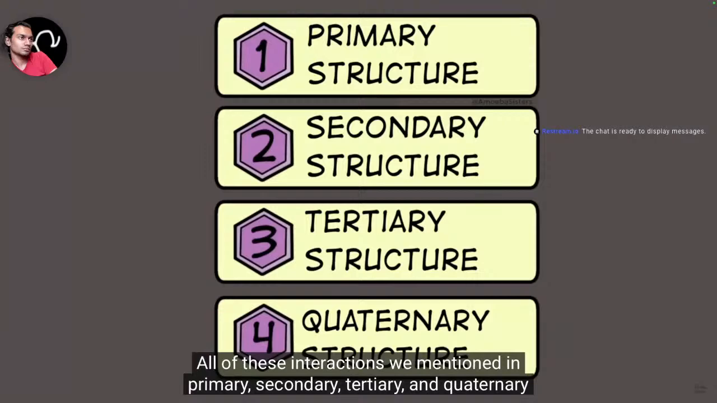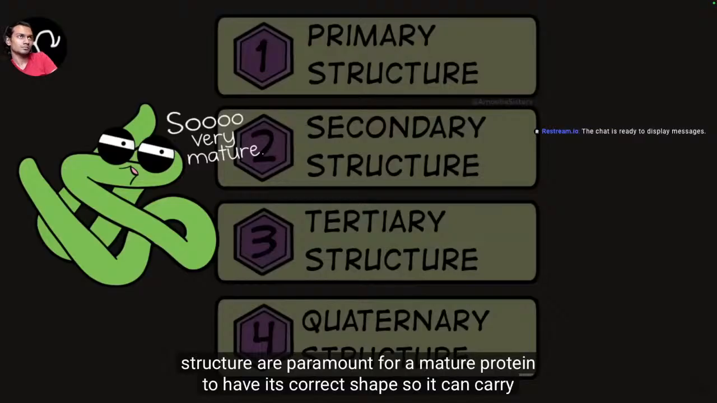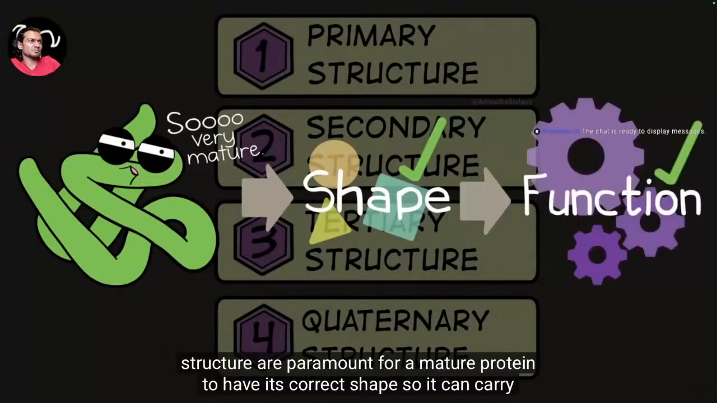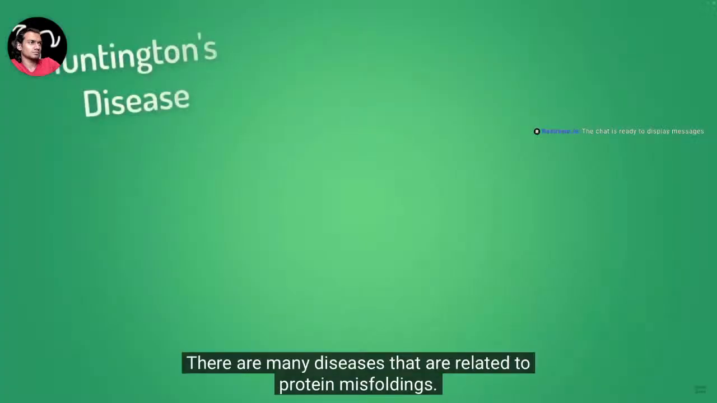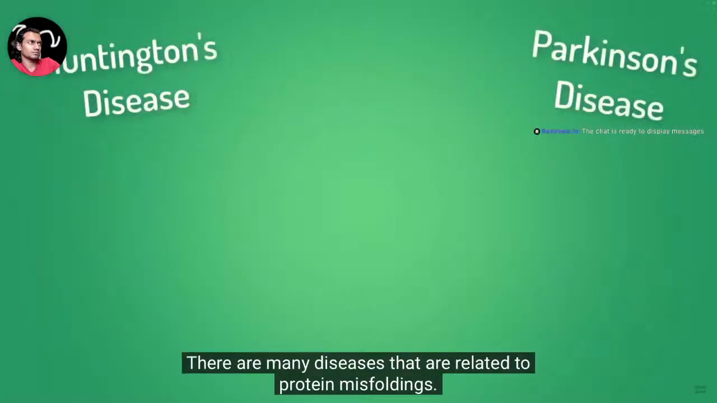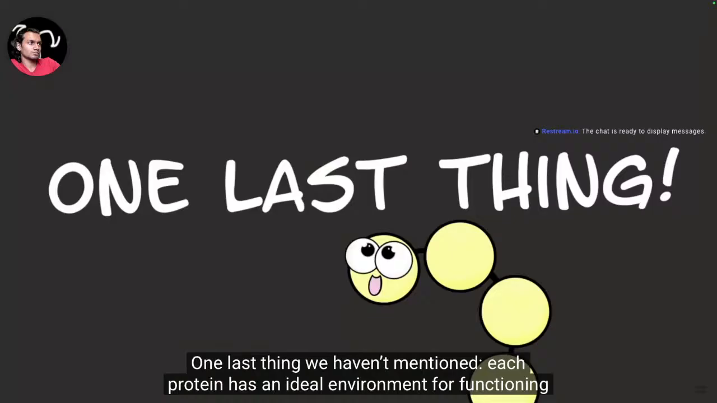All of these interactions we mentioned in primary, secondary, tertiary, and quaternary structure are paramount for a mature protein to have its correct shape so it can carry out its function. And that's very relevant. There are many diseases that are related to protein misfoldings. Check out some of our further reading suggestions in the description about that. One last thing we haven't mentioned.